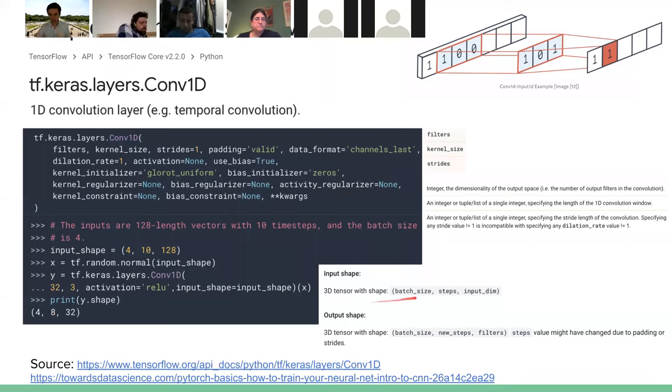So the input is batch size, steps, input dimension. The output is batch size, new steps. It could be updated if you use padding or not. And the third dimension is filters. Makes more sense? Yeah, thanks. Sure.